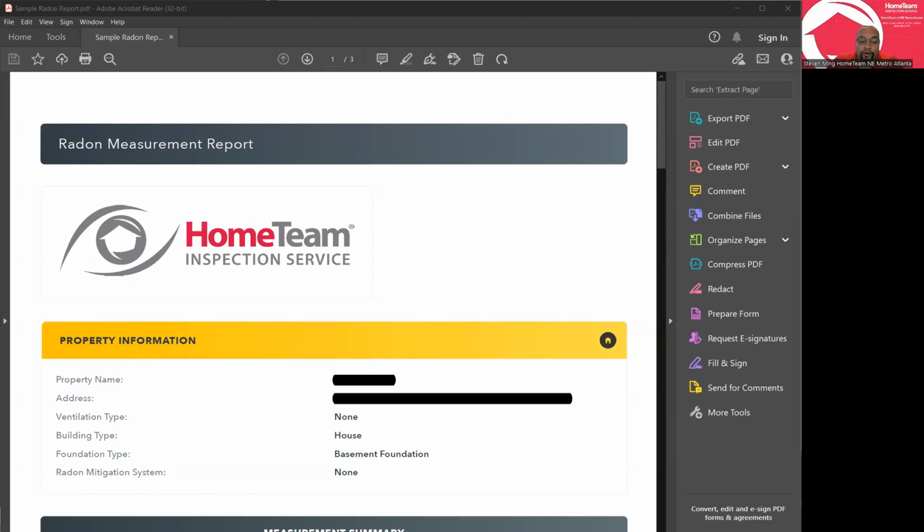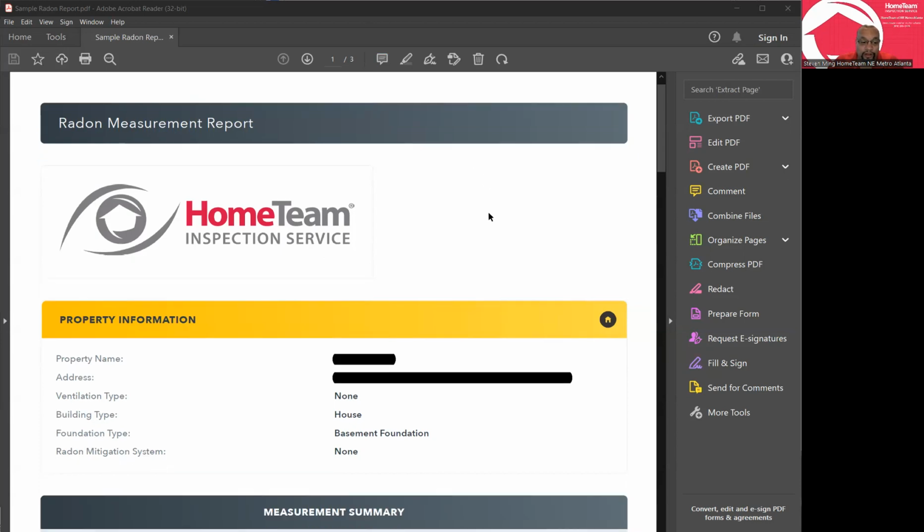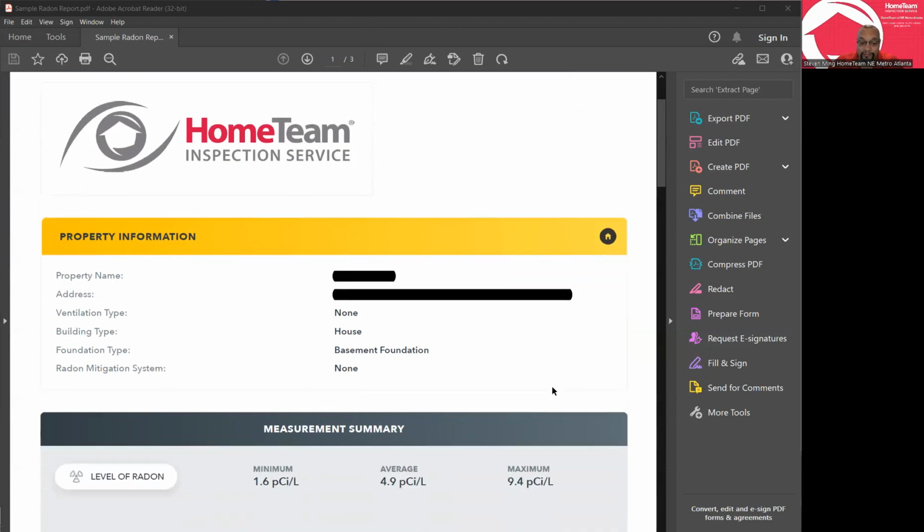Now let's go over a radon test result. This is what a result looks like, our findings. It gives us the name of the property, the address, any type of ventilation the property may already have, the building type, the basement foundation type, and if there's any mitigation system already in place.